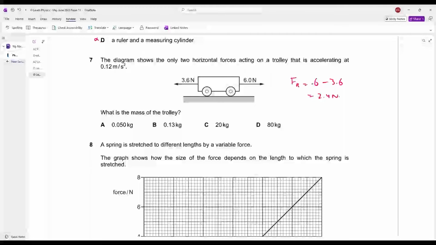2.4 न्यूटन। अब रिजल्टेंट फोर्स का फॉर्मूला क्या होता था? m a is equal to 2.4। एक्सेलरेशन क्या है? 0.12। m times 0.12 is equal to 2.4। मास क्या आ जाएगा? 2.4 divided by 0.12। निकालो मास क्या आता है? Mass comes out to be 20 kg. C is your answer.